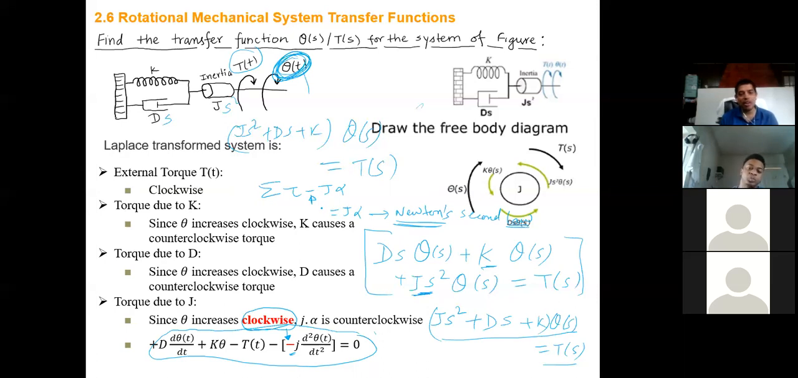Can you clarify a little bit? Well, I'm just noticing that the signs for all of the reaction torques are opposite to the external torque, which is clockwise, but all the reactions are counterclockwise. Oh. So I'm just noticing that. Yes, you're right.